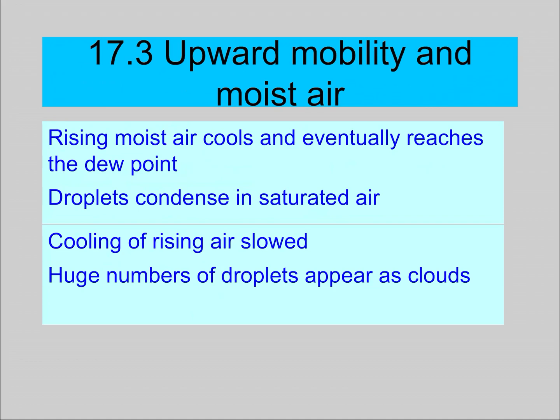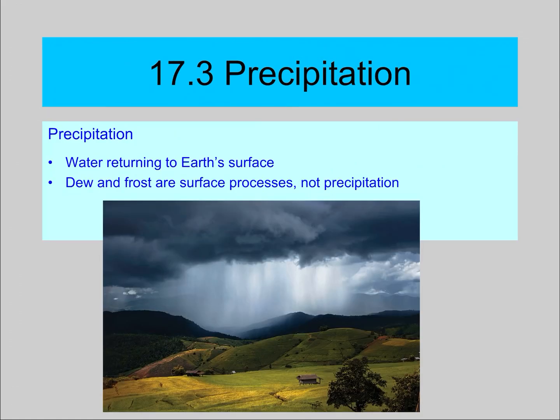So rising moist air will cool and eventually reaches the dew point. Droplets condense in the saturated air. The cooling of rising air is slowed and the huge number of droplets appear as clouds. And so that's what causes cloud formation. That rising warmer air eventually starts to cool, condenses just like water condenses on your glass, but they're suspended water vapor molecules that will then clump together to form clouds.